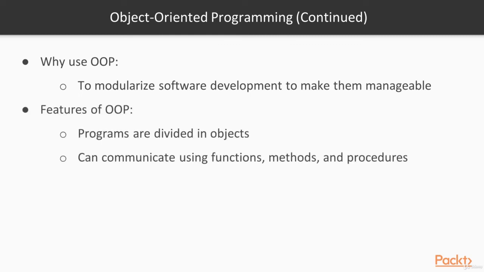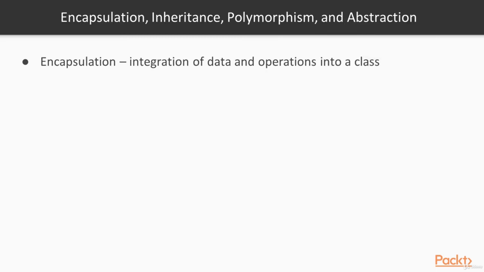So, features of object-oriented programming. It emphasizes data rather than procedure, and the programs are divided into what are known as objects, and functions that operate on the data of an object are tied together in a data structure. Objects may communicate with each other through functions, methods, procedures, and also you can add new data and methods to your code. Encapsulation, inheritance, polymorphism, and abstraction.